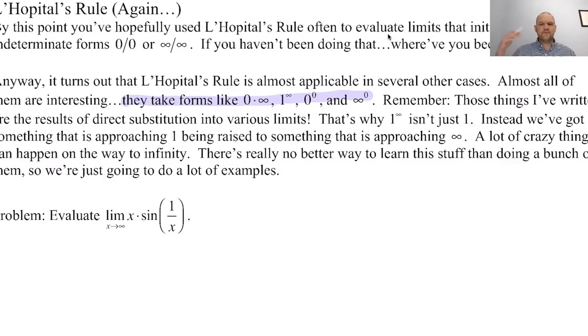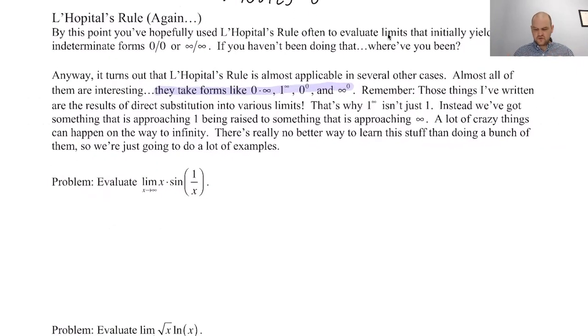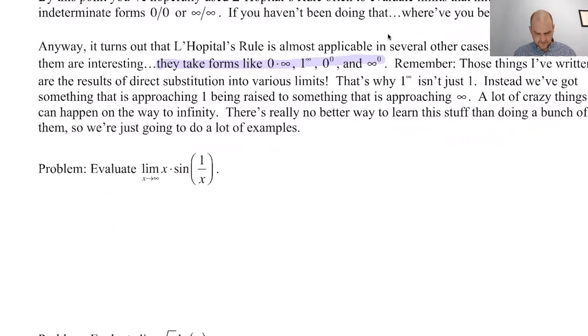0 to the 0, all kinds of issues there. Infinity to the 0, who wins? Does 0 win and you get 1? Does infinity win and you get, I don't even know what you get? A lot of things going on. So these are all pseudo indeterminate forms because we can make them into 0 over 0 or infinity over infinity. And that's what we're going to try to do. So let's see what we're dealing with here.